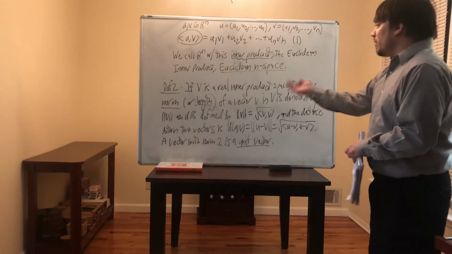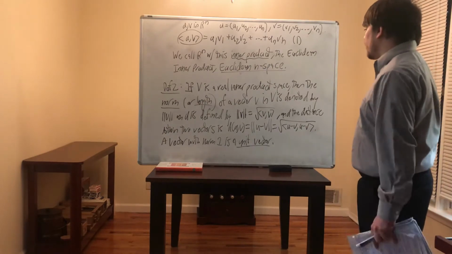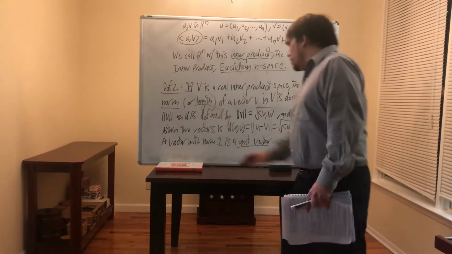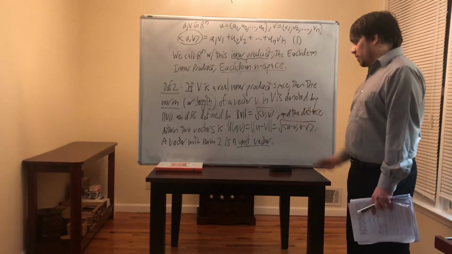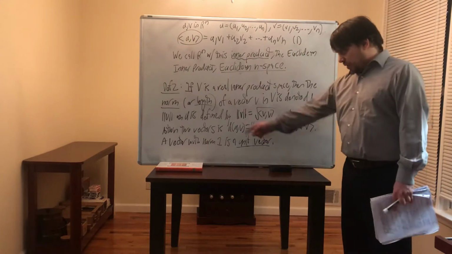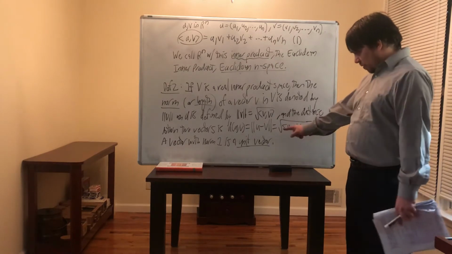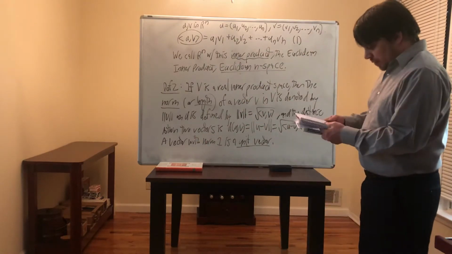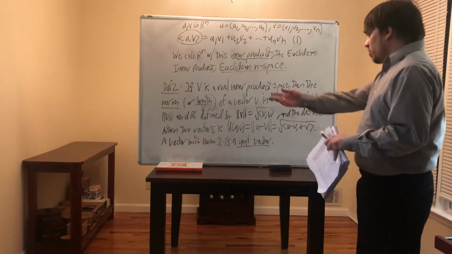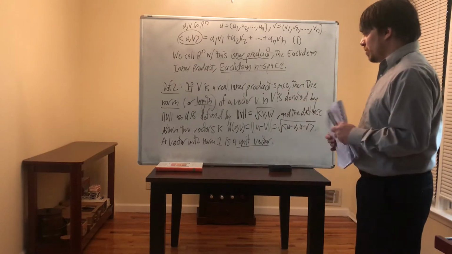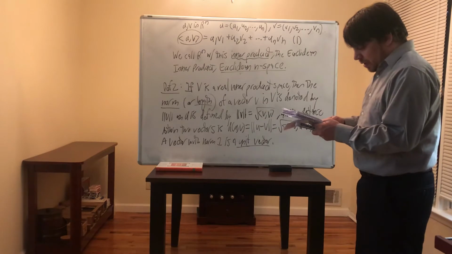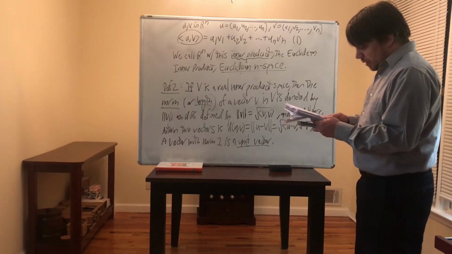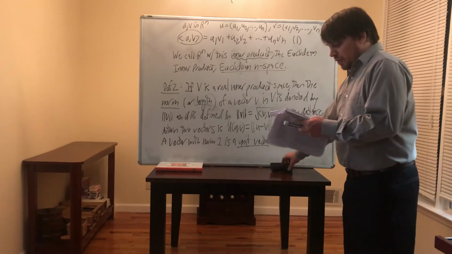So if capital V is a real inner product space, the norm or length of a vector little v in capital V is denoted by that symbol, and it's defined by the norm of v equals the square root of the inner product of v with itself. The distance between two vectors is d of u comma v equals the norm of u minus v, which is equal to the square root of the inner product of u minus v with itself. A vector with norm 1 is a unit vector. So that just defines the norm of a vector or its length, the distance between two vectors, and a unit vector. That's definition 2. Now let's keep going.